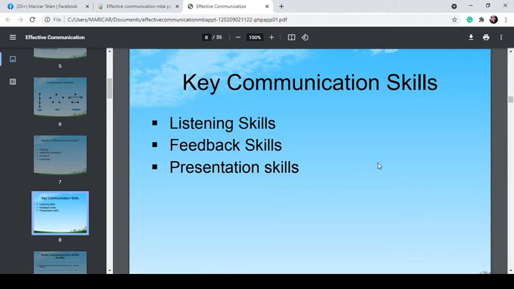Next, we have key communication skills. These are the strategies on how you are going to communicate. First, listening skills. Listen first to what is being said to you before you give feedback, which is your reply. And then after that is presentation skills. This is how you understand the thoughts and ideas that have been absorbed by your mind. This is called presentation skills.